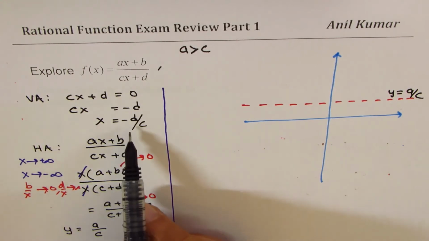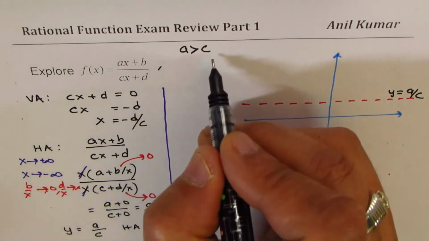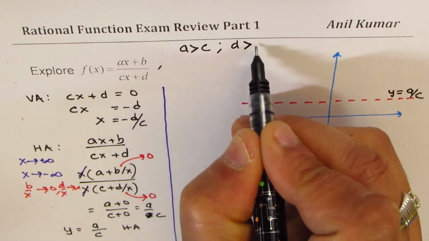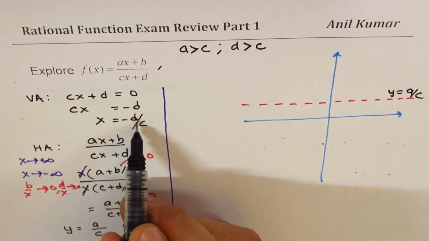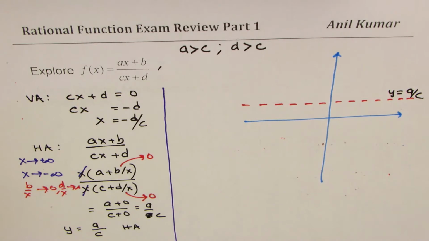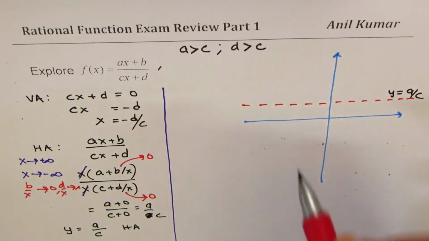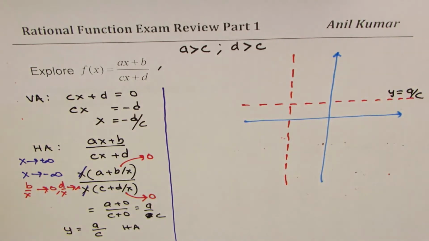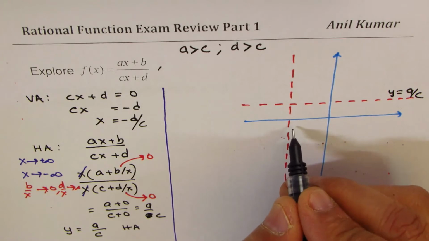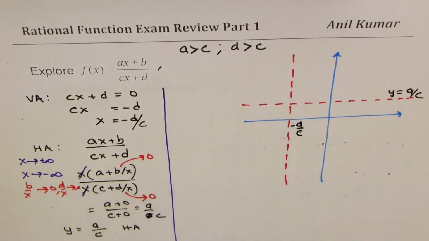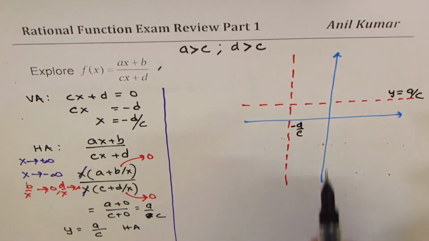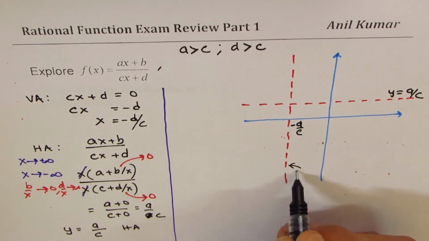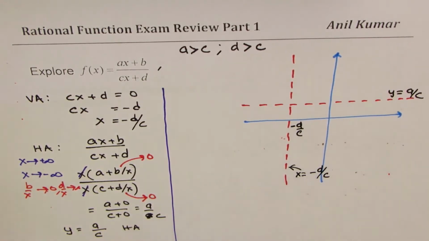As far as the vertical asymptote is concerned, we'll assume that d is greater than c, so again it is some negative value, but it's greater than 1. And so we'll say that let this be your vertical asymptote. Now, this value here will be minus d over c. Perfect. So that becomes your vertical asymptote. You could write this as x equals minus d over c. Now, it's important to find your x and y intercepts.